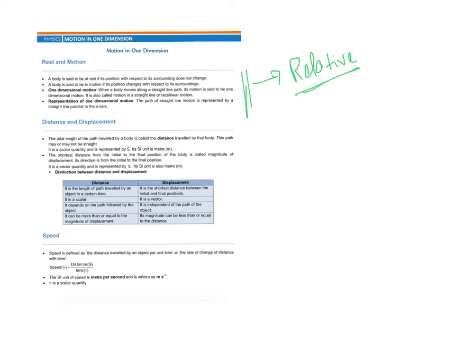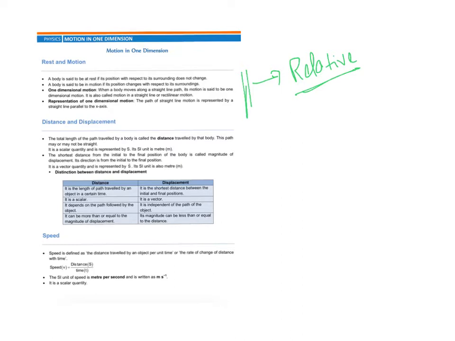So with reference to our surroundings, we are at rest. But with reference to someone outside the earth, we are in motion. We are in uniform motion.